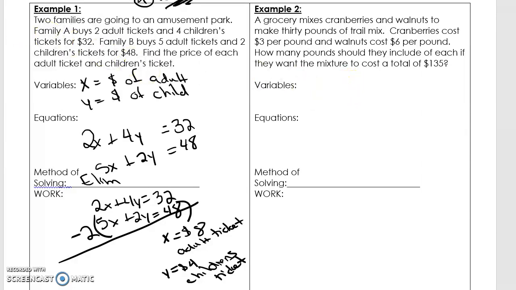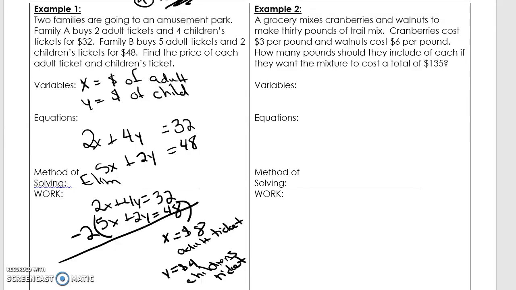All right, so it says that a grocery mixes cranberries and walnuts to make 30 pounds of trail mix. Cranberries cost $3 per pound and walnuts cost $6 per pound. How many pounds should they include of each if they want the mixture to cost a total of $135? So that's what you're working with.